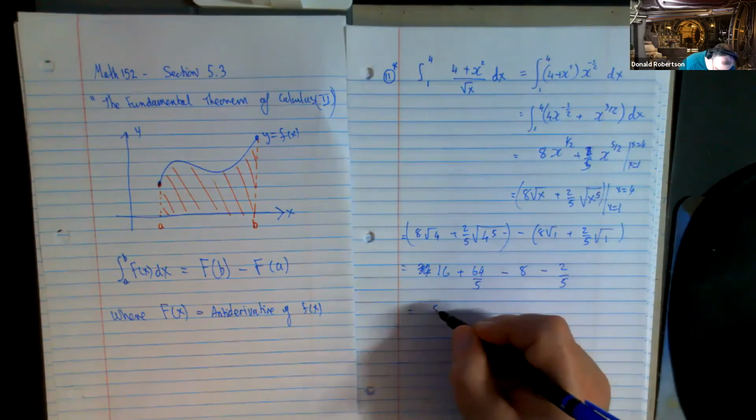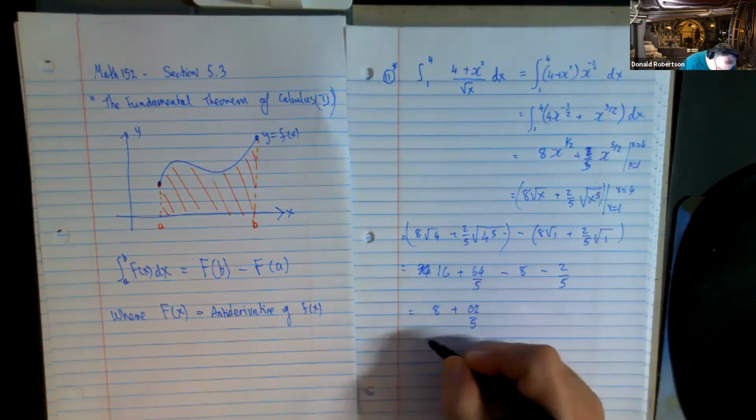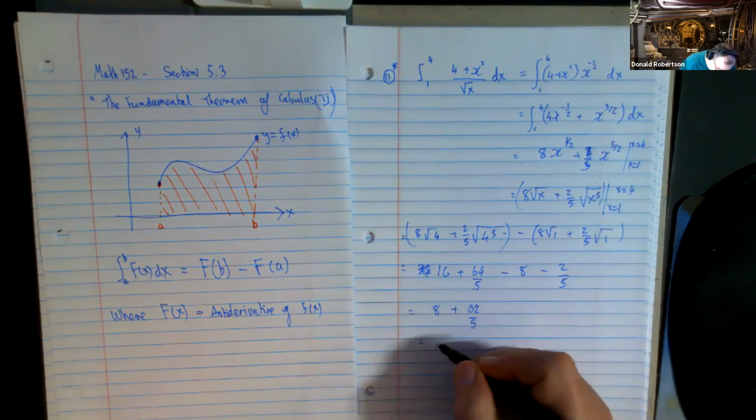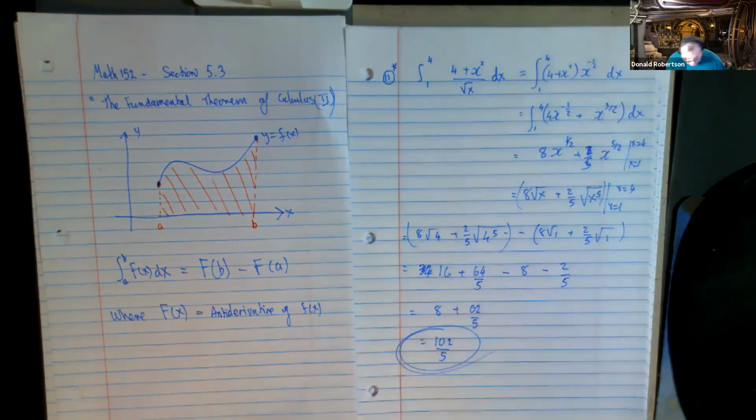You take away the whole numbers, you get 8, and I believe 62/5. Turn that into 40, add it to 62. And if it's not right, it's because I can't count. It's not that the method is wrong.